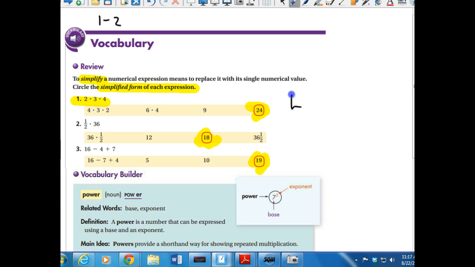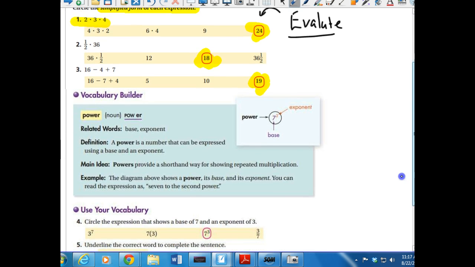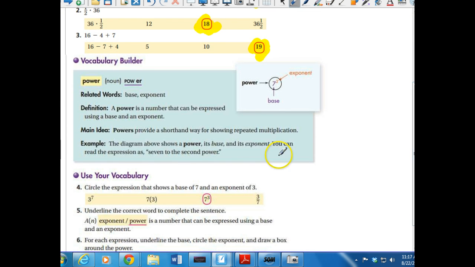Now they say simplified. Another word that you might run into in directions is evaluate. And if you have that word, that basically means get all the way down to one number is what you're trying to do. You're trying to evaluate the value of an expression there. And if we slide on down the page, there, just some more vocabulary here for you.